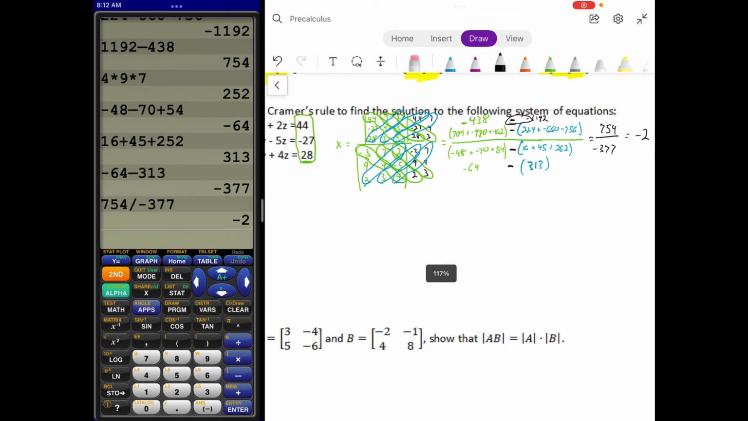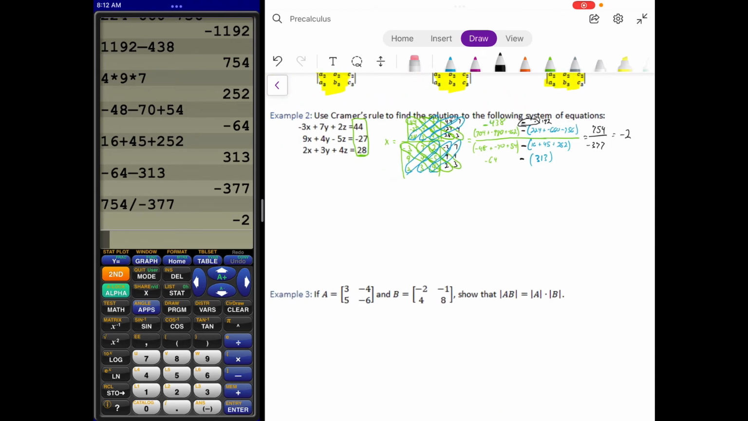So somewhat of a chore to do that. No problem though. Now let's find y. So y is going to equal, well, the denominator was negative 377. So that's nice, we already have that done. In the numerator, we replace our y column with the answers there, or the constants. So we have 44, negative 27, and 28.